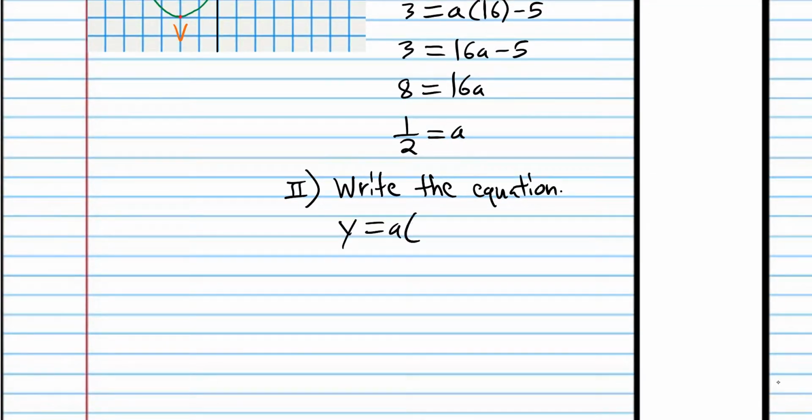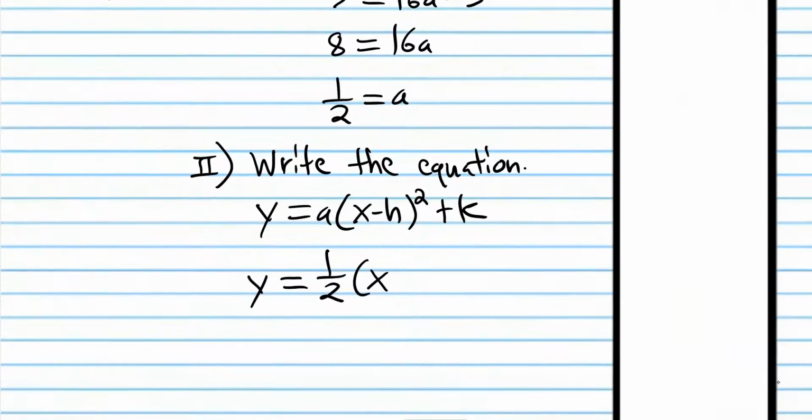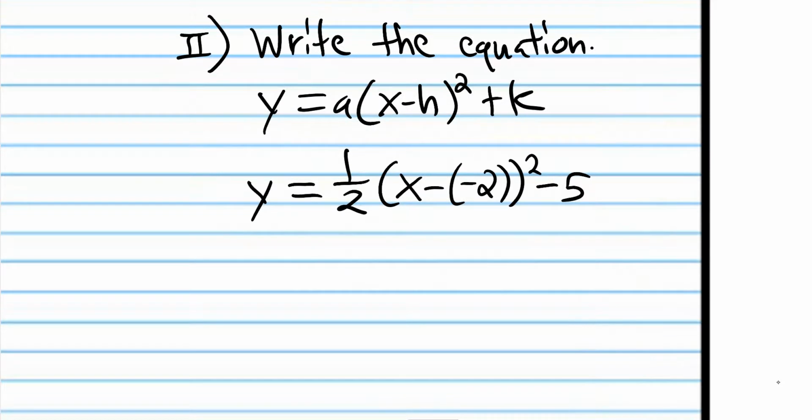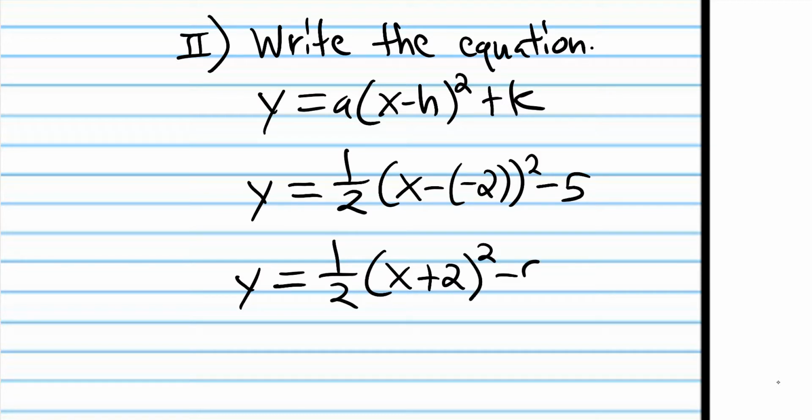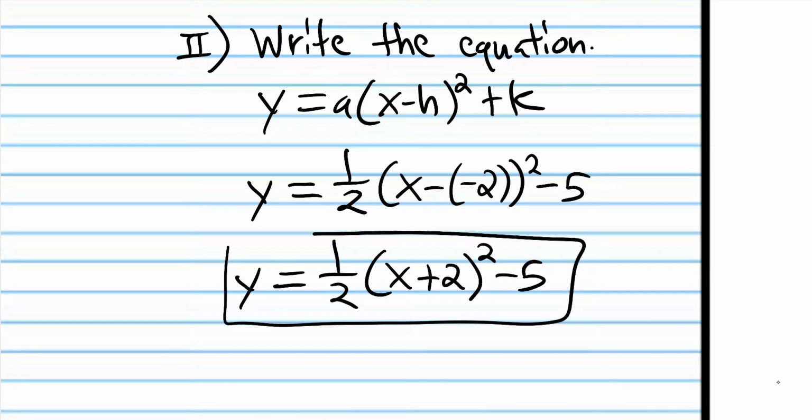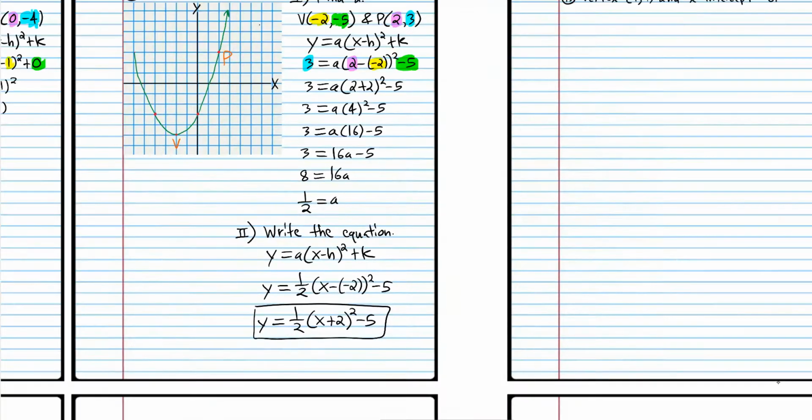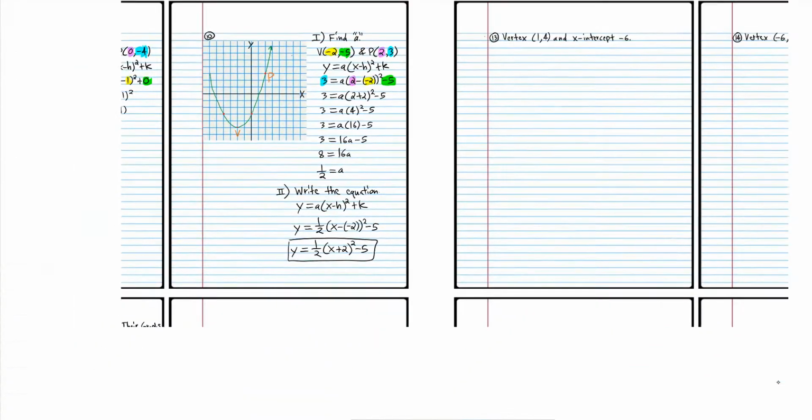And all we have to do is just plug in the a value that we just found and h and k, and we were given the vertex. We found a is 1/2. The vertex is -2, -5, so we plug in -2 for the x value of the vertex and -5 for the y value of the vertex. But we don't want to leave a double negative in that equation, so we're just going to simplify it to x plus 2. And there you go. So if you got that answer, good job. All right, on to the next problem.